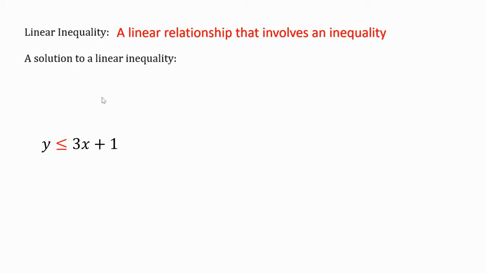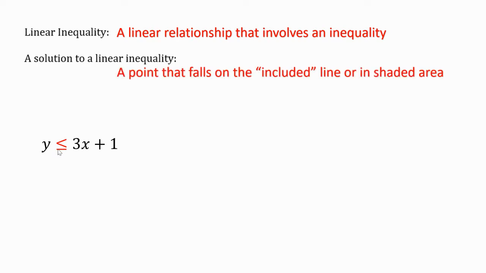So your learning goals for today are that you can write a linear inequality and you can graph the solution sets. A linear inequality is a linear relationship that involves an inequality. For example, y is less than or equal to 3x plus 1. You'll notice this is different than what we have worked with so far when we were graphing equations. This has an inequality symbol. We'll talk more about those symbols in a few minutes.